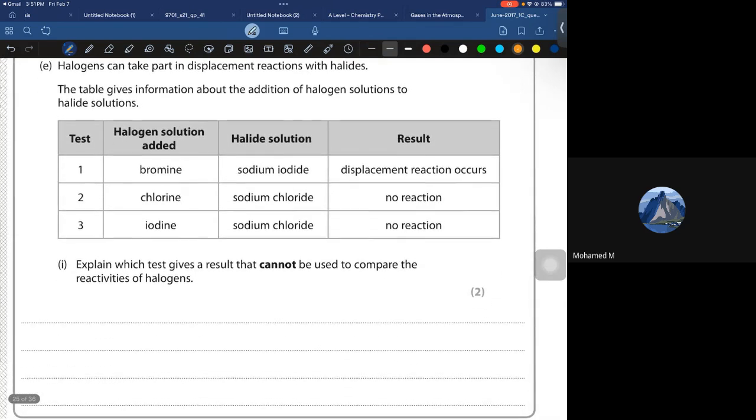Okay. Explain which test gives the result that cannot be used to compare the reactivities of halogens. Is it bromine? Actually, no. Explain which test gives a result that cannot be compared to the reactivities of halogens.